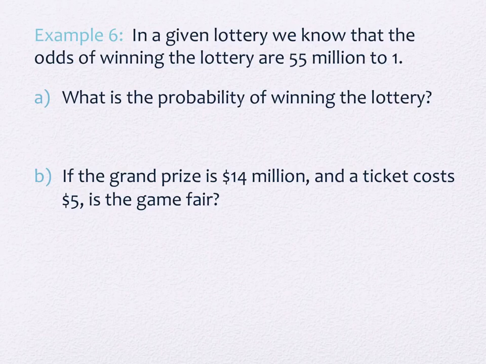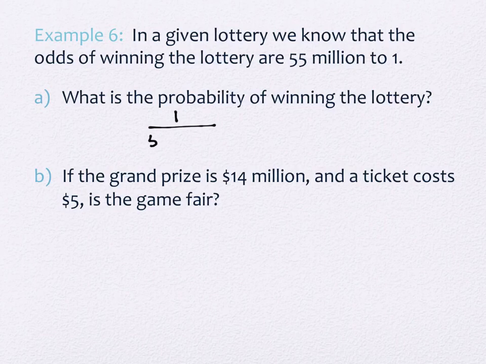So remember, odds and probability are slightly different. What do I have to do to find the probability if I'm given the odds? Okay, it's going to be a fraction. What would go on top, Kate? Well, the 1. The 1, good. There's just one win. Total amount? The total amount. So what is the total amount if the odds are 55 million to 1? Would it be 55 million? It's close. The other direction, Lauren.